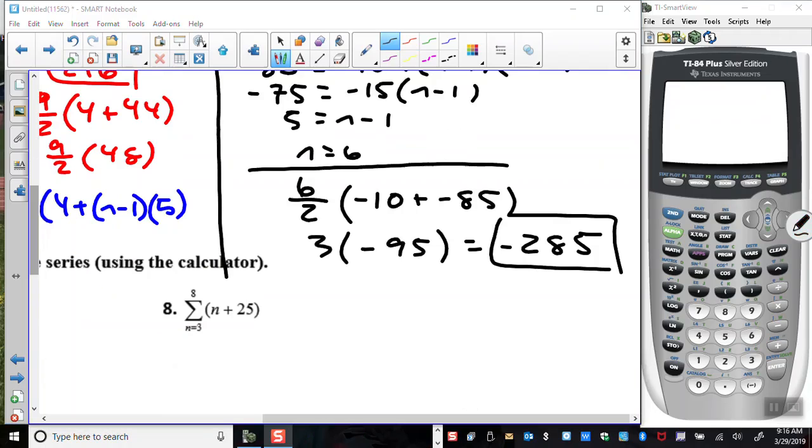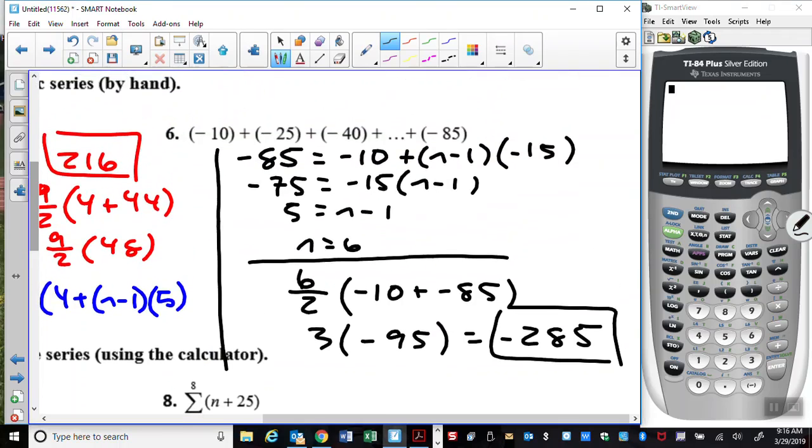All right, so for the second one, you should get a sum of -285. You should have found that n equals 6. You may have been able to figure that out without plugging all that in, but this is how you would have done it.